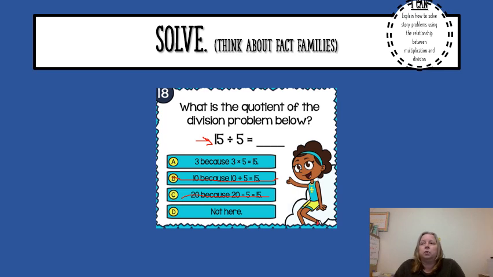All right, so 3, because 3 times 5 is 15. Well, I can check that. 5, 10, 15. That is right. So that means A is our best correct answer.